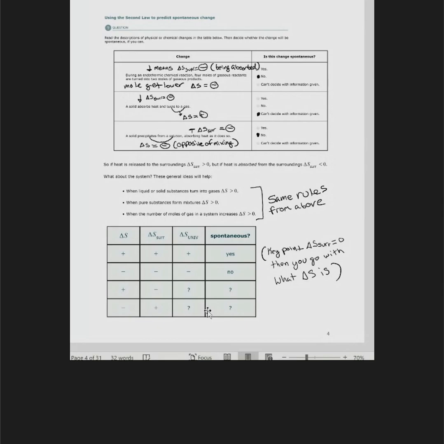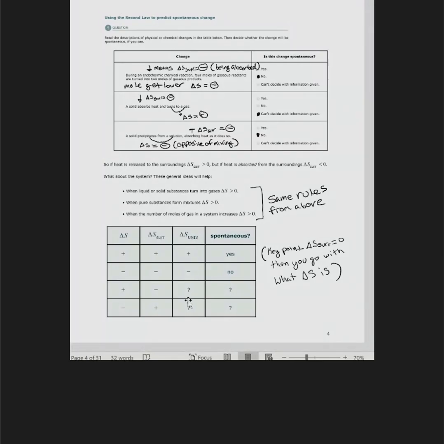So next one is using the second law to predict spontaneous change. Not too bad. Obviously, you see the same rules that we had before. And this chart will kind of help you understand what's going to happen spontaneously. So let's break it down.